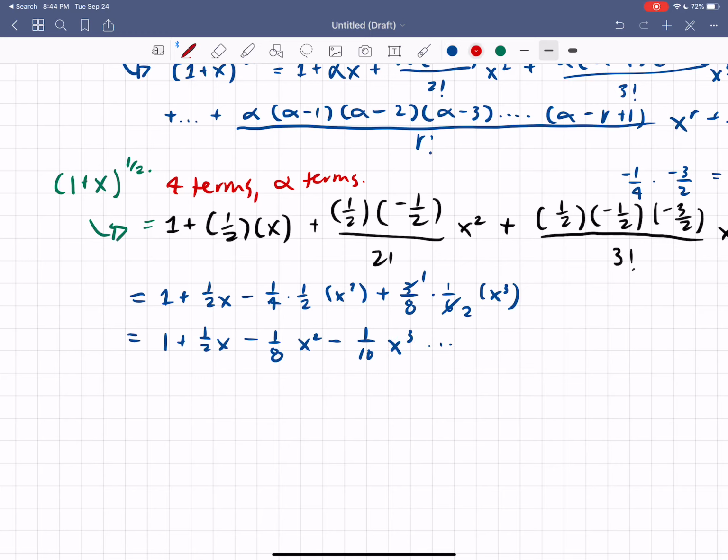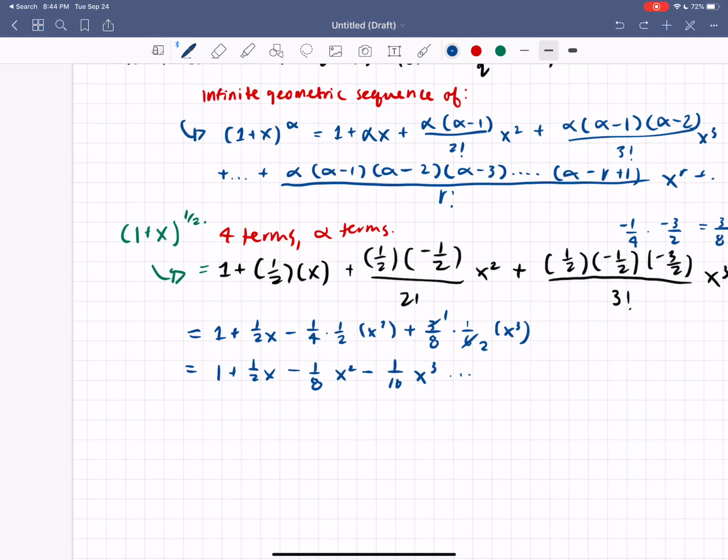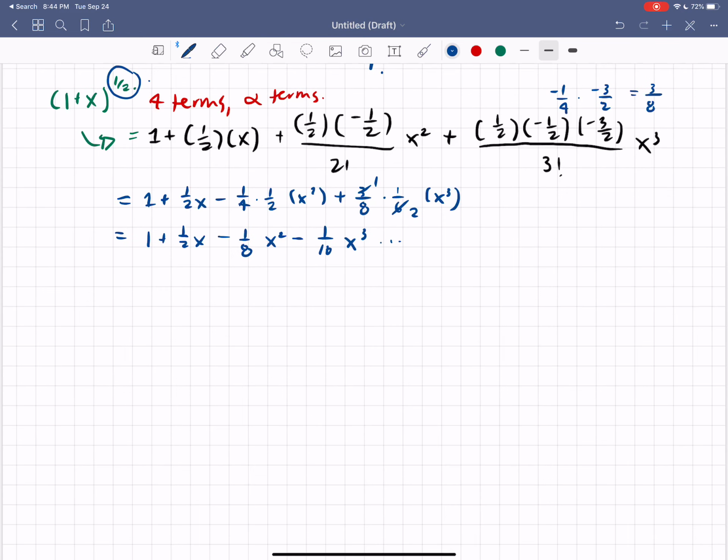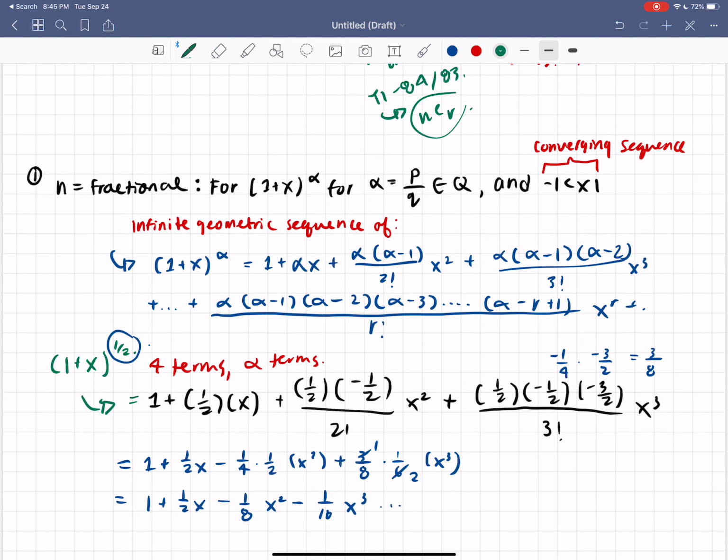And right here you can see the pattern going on with a fractional index. The same principle can be applied in our second instance.